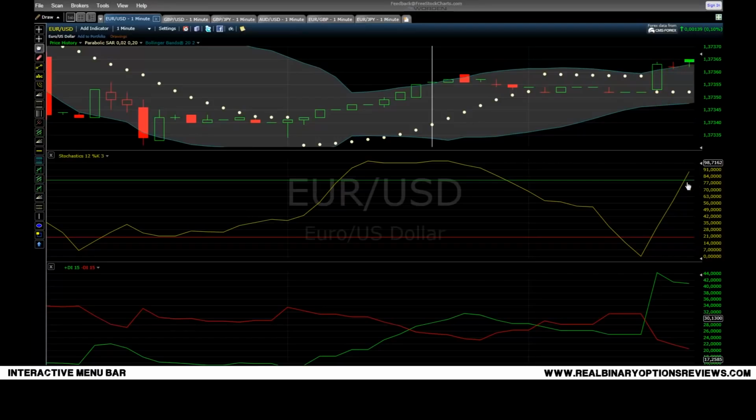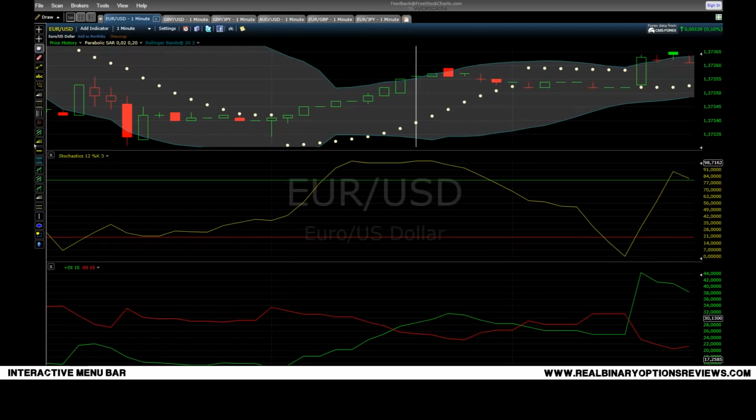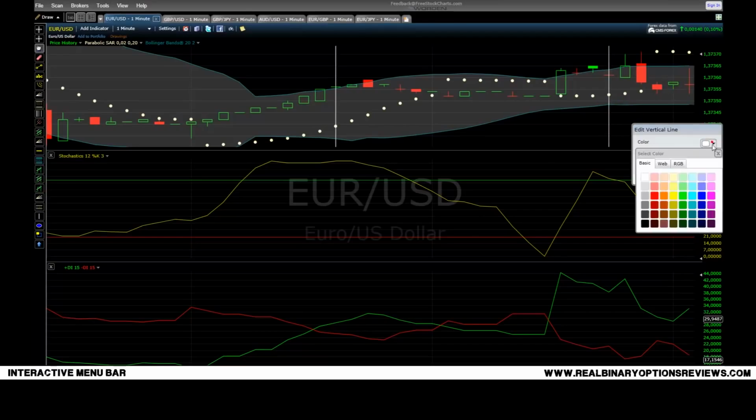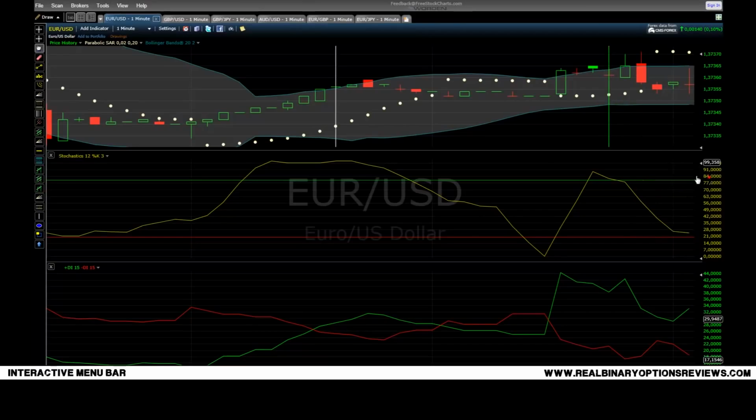Again, this green candle, when it closed, you can see the stochastic crossed the level 80. When this candle closed, I'm entering down. So I'm going to mark this with 5-minute expiry. So it means 1, 2, 3, 4, 5. This candle closed here. So it's a winning trade.